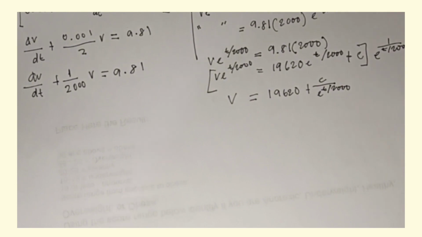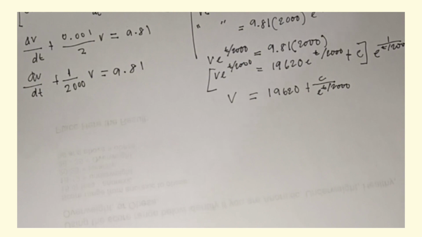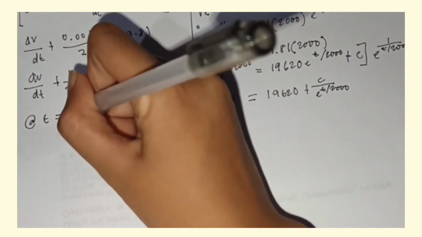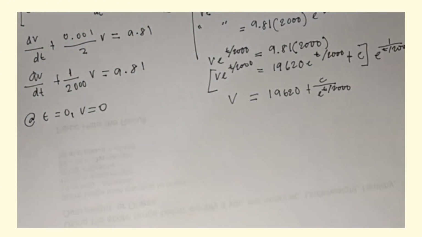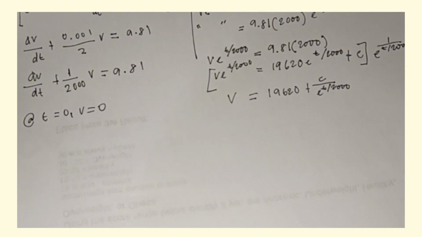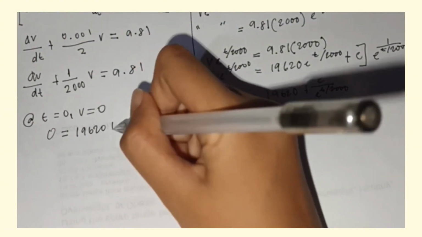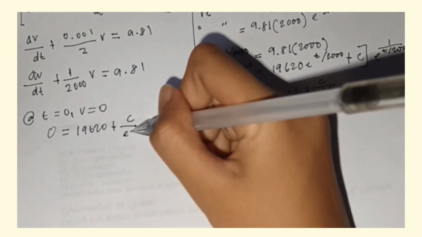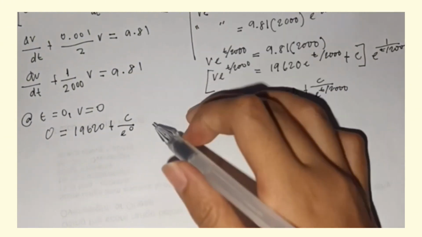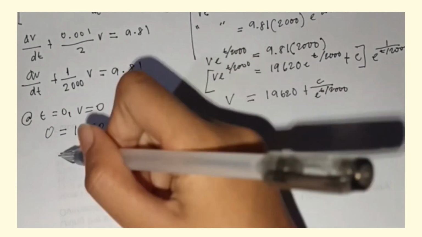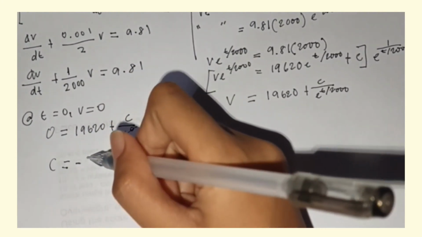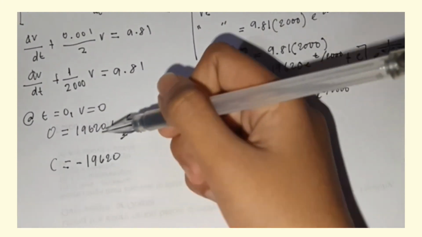There's no given condition in the problem, but let us assume that at time equals 0, velocity equals 0. So we need to find the value of c. So 0 equals 19620 plus c over e raised to 0, because our time is 0. So e raised to 0 simply equals 1. So our c here equals negative 19620.